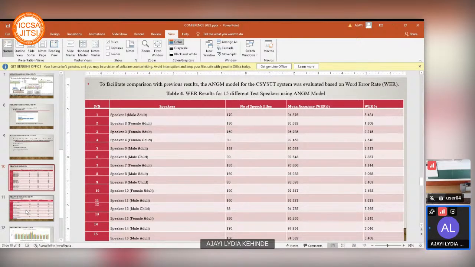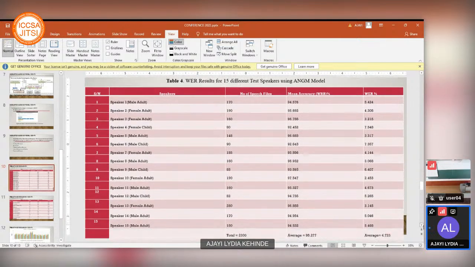So for testing our ANGM model for the continuous standard Yoruba speech to text system, we had to form some results where we were able to gather 15 speakers consisting of both male and female adults. And then we gathered about 2,300 speech files in order to test our application. And after then, we derived a mean accuracy of about 95.277. And for the word error rate in percentage, we had an average of about 4.723, which shows that our system has a very high accuracy.